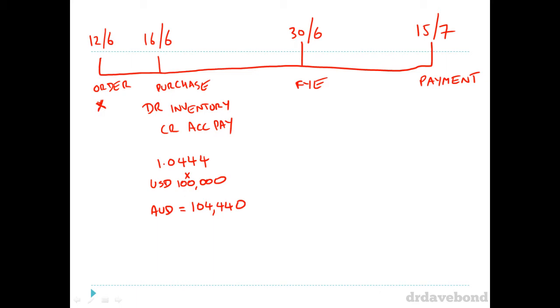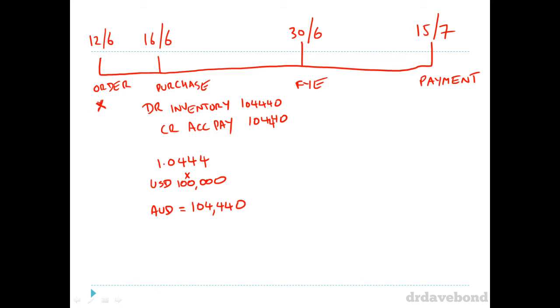So what we end up with is an AUD equivalent. The initial recognition is the spot rate applied to that foreign currency amount, which is 104,440. Sneaky 4 missing in here. So 104,440 debit inventory, credit accounts payable.